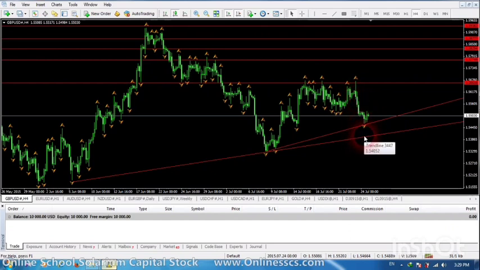So I will repeat it for you. The first collision is 90% possibility of retracement. The second collision, there's a 50% possibility of retracement. And your third collision, there's a 30% possibility of a retracement. And most of the time, in this third collision, the price is going to break this pivot.